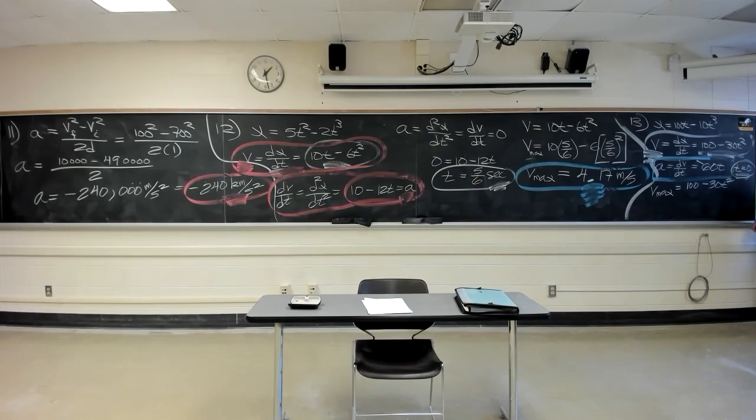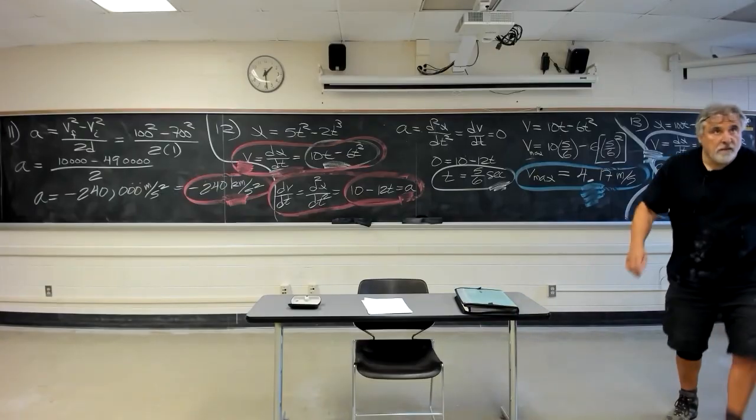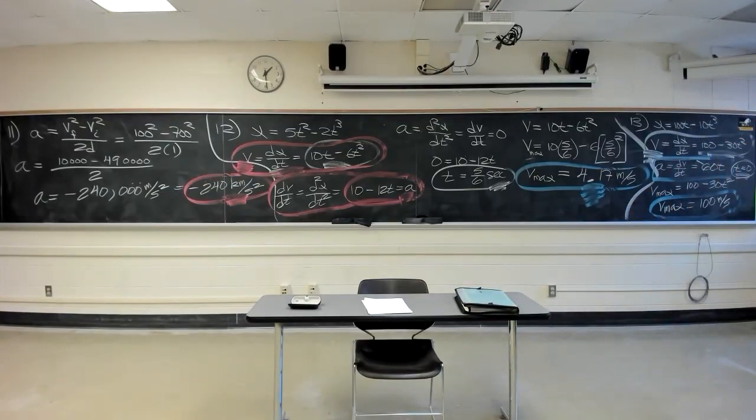So you go here. And let's see what we got, guys. Put a 0 right here. Vmax is 100 meters per second. So, let's see what we got here.